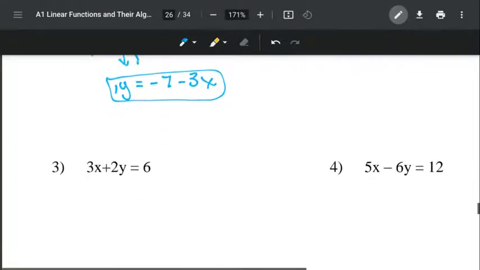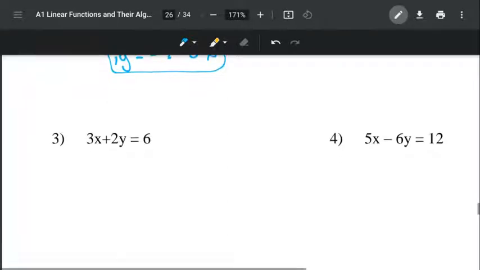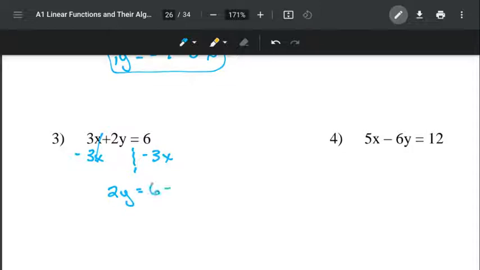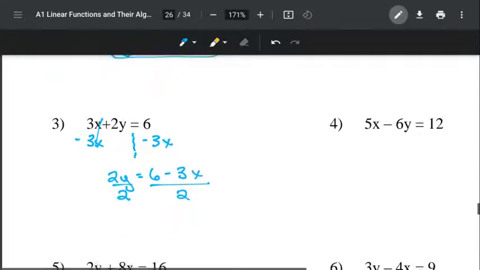Now if we move down to problem 3, here's my equal to bar. So we have an x and a y on the same side. Just like the other problem, I'm going to subtract 3x on both sides. And I have 2y equals 6 minus 3x. Now I'm going to divide by 2. And that's how we've been writing it.